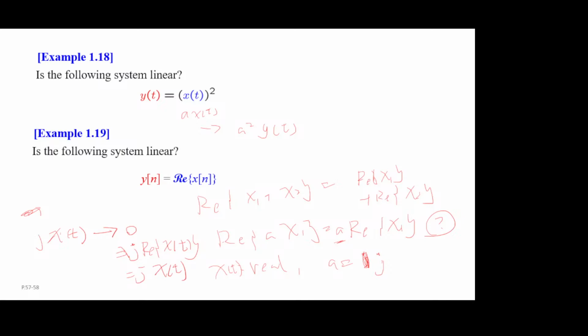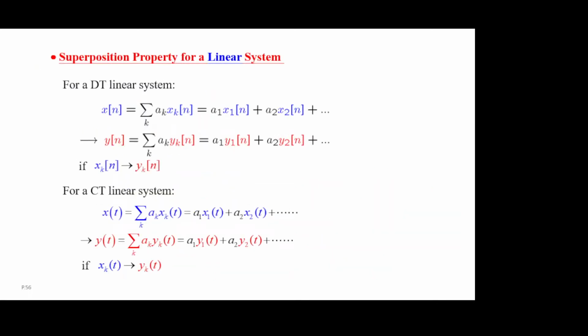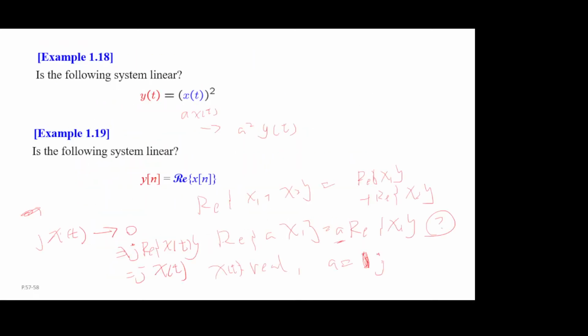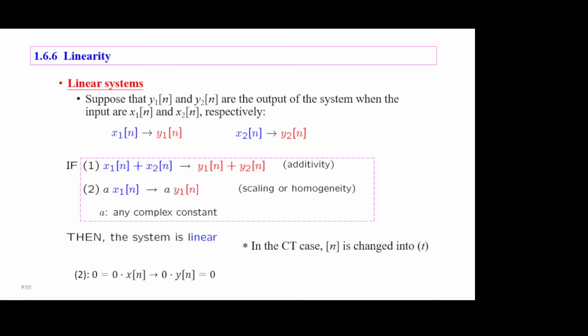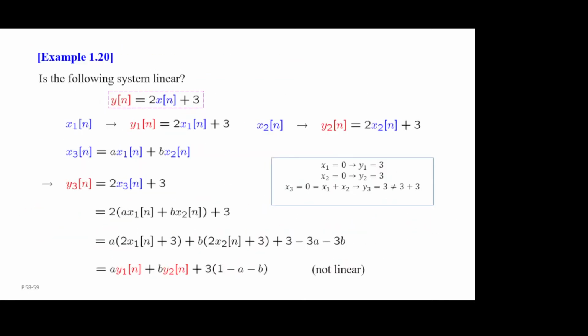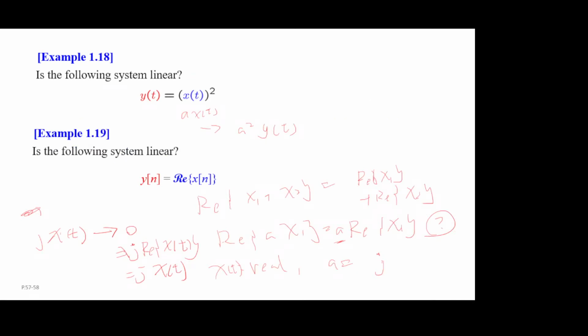So yeah, this is a little tricky, but this system is not linear because the a in our homogeneity is defined to be any complex constant, and so if you rotate this with some complex number, then it breaks the homogeneity. And in this example, you also see those two relationships don't imply each other. So we can have one true and the other not true.